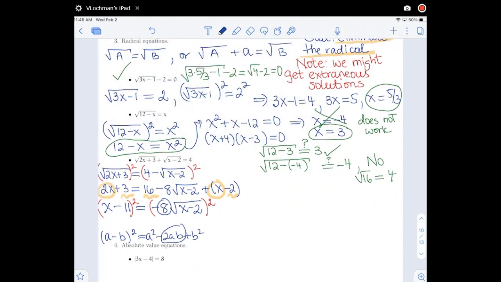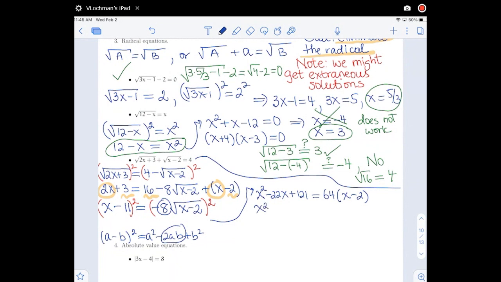So now I have x minus 11 squared equals this expression squared. Let me go ahead and move over here. Okay, x minus 11 squared, that's x squared minus 22x plus 11 squared, that's 121. Okay, here I get 64, right? That's 8 squared times x minus 2. Okay, what is this? This is a quadratic. We just need to move everything to one side and see what we can do. So x squared is our highest power.